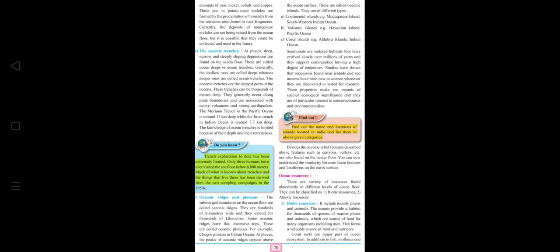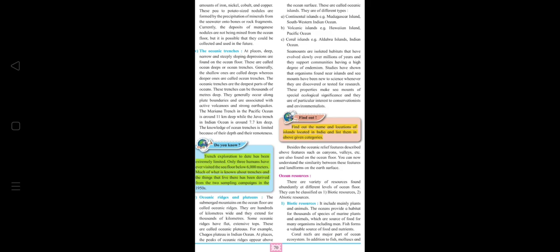Which is the famous trench? The Mariana Trench in the Pacific Ocean is around 11 kilometers deep, while the Java Trench in the Indian Ocean is around 7.7 kilometers deep. The knowledge of ocean trenches is limited because of their depth and their remoteness.